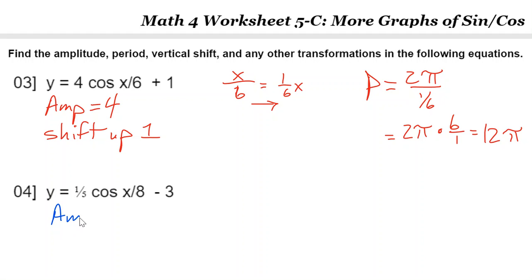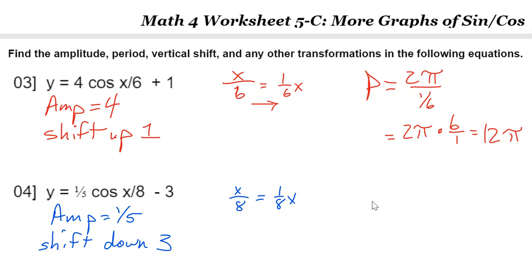All right, our amplitude here is 1/5. We are shifting down 3. And we're looking at the cosine of x over 8, which is the same as saying 1/8 x. So our period is going to be 2π/(1/8), which is 2π × 8/1, which is 16π, even longer period.